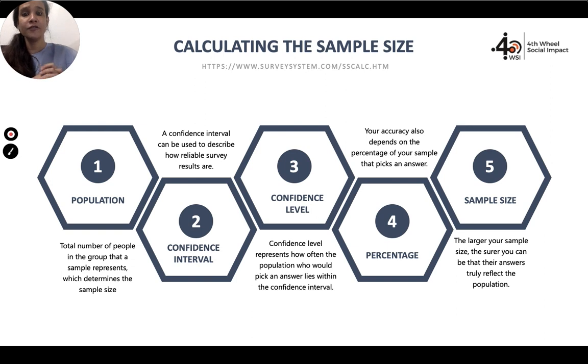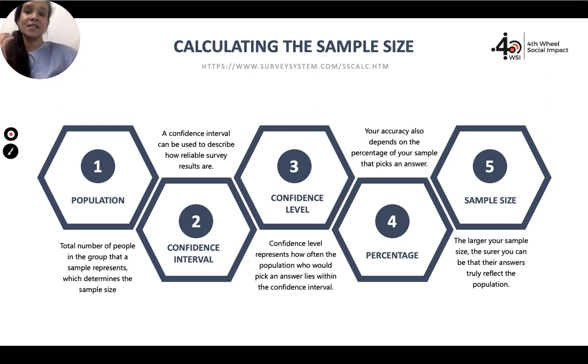Your confidence interval represents the difference in the result you get, what is the margin around it. So if 45% fit and the confidence interval is 5, then you can say plus or minus 5% showcase similar results.